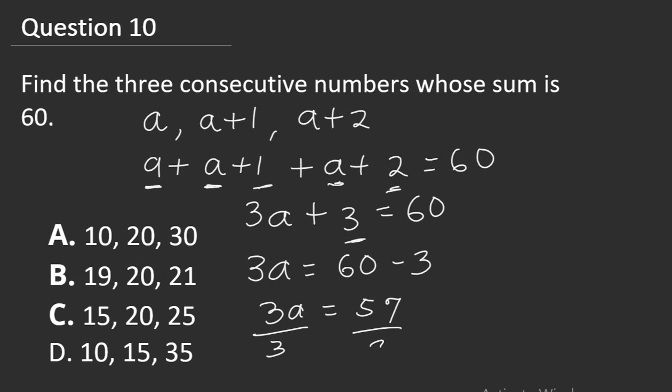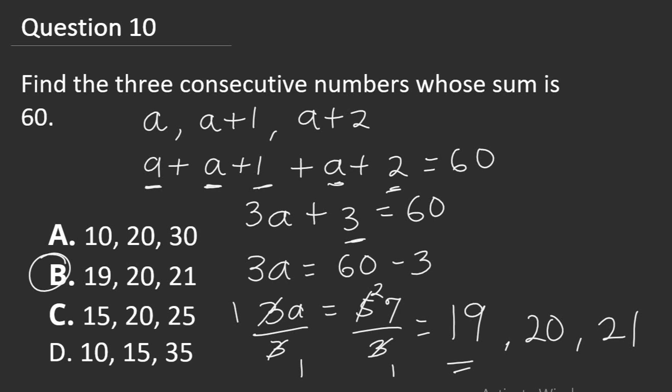To get the value of A, you divide both sides by 3. 3 here 1, 3 here 1. 3 into 5, 1 remainder 2. 3 into 27 is 9. The first number is 19. The second, 19 plus 1, 20. The third, 19 plus 2, 21. So the answer is B, 19, 20, 21.